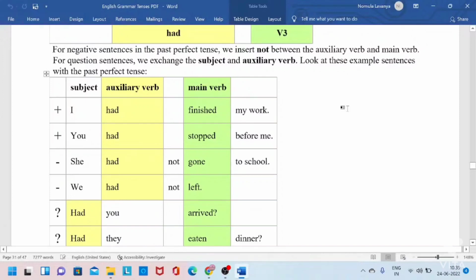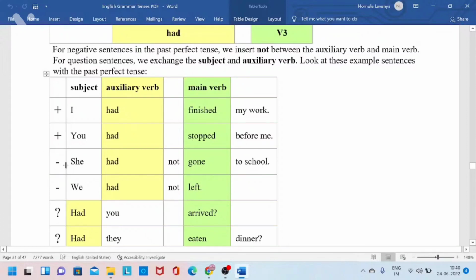Like for the positive sentence, I had finished my work. Finish is a main verb. The participle form for finish is finished. And you had stopped before me. So stopped, this is the participle.